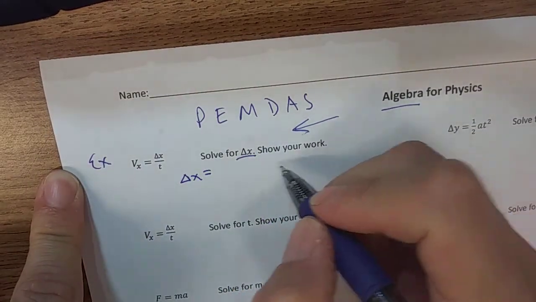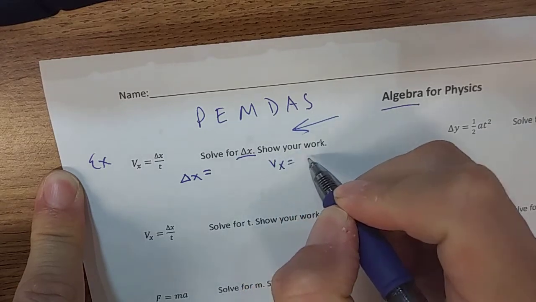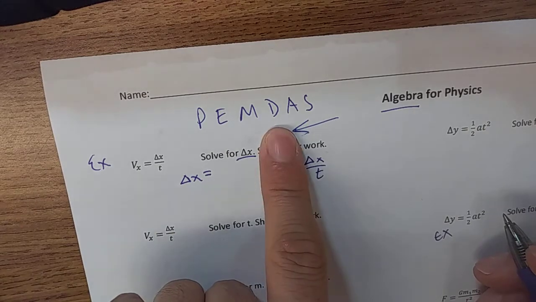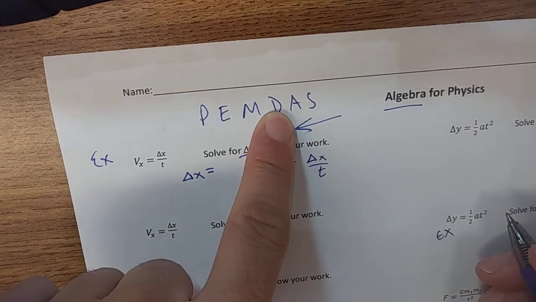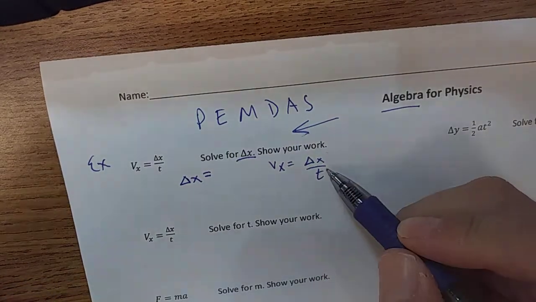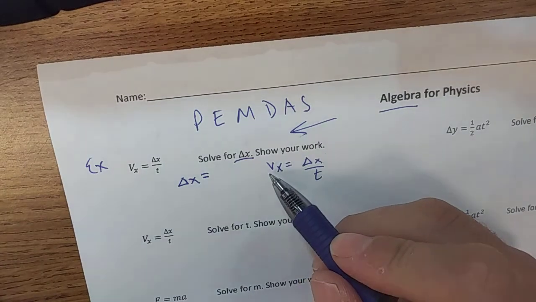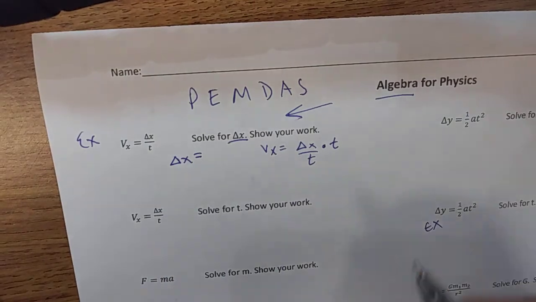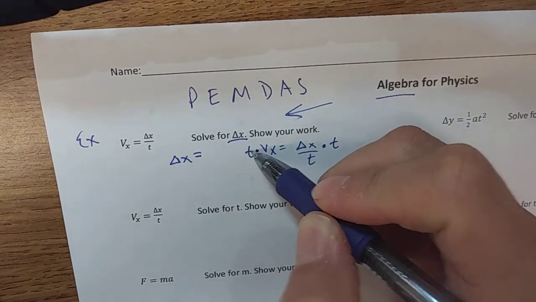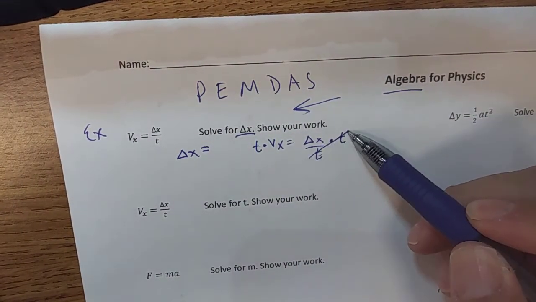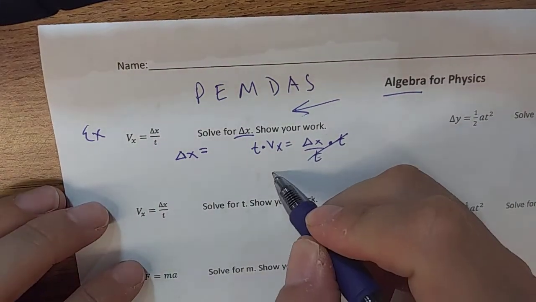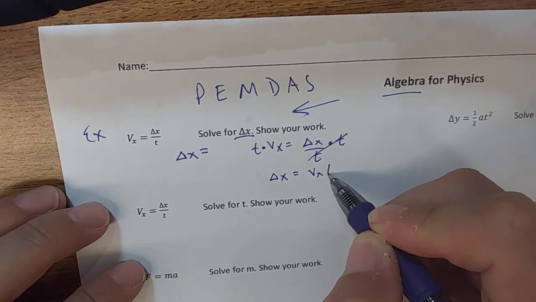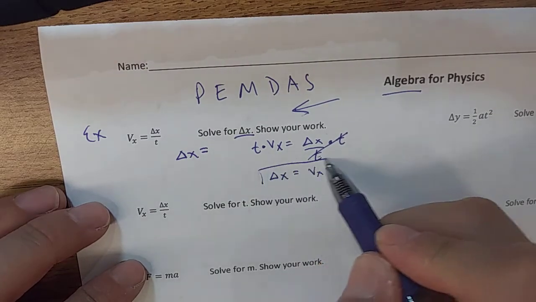Well, we're going to start off, I'll work over here, delta x over t. So there's no addition or subtraction that I have to do first. So I'm going to move next to multiplication and division. So I want to move this t to the other side. So I do that by multiplying by t. Whatever I do on one side, I do on the other. So those cancel, right? And then I'm done pretty much. I got delta x equals velocity x times t. That's my answer.